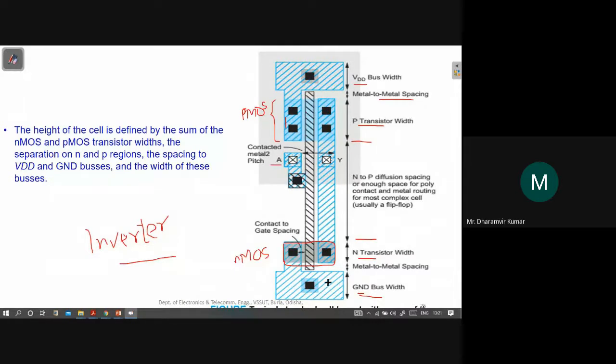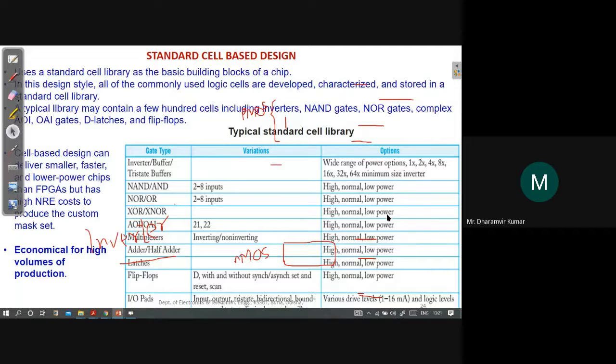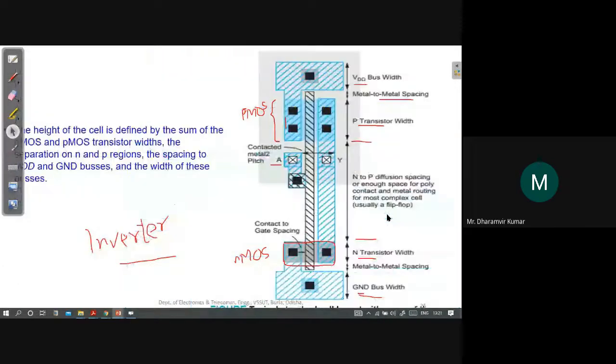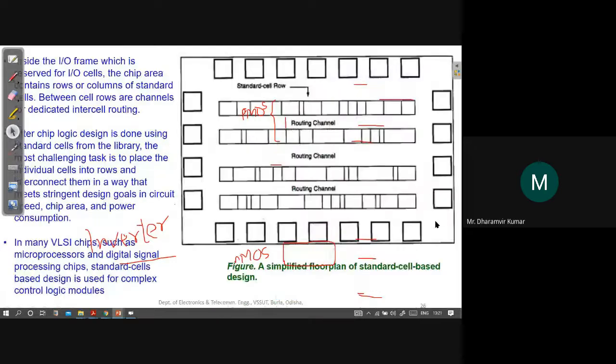I have inserted this here just for illustrating purposes, although the main topic is still standard cell based design. I just wanted to show that, for example, an inverter is a gate which will be present in the standard cell library, and how the layout of the inverter looks like. It looks like this.